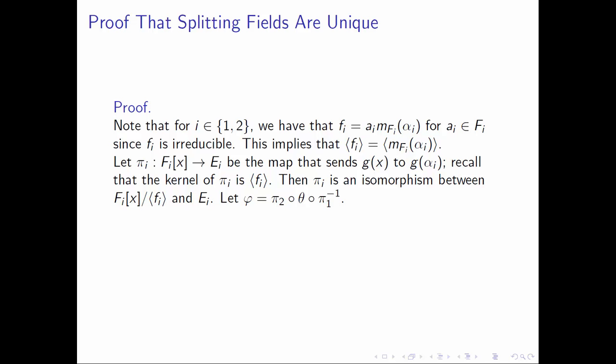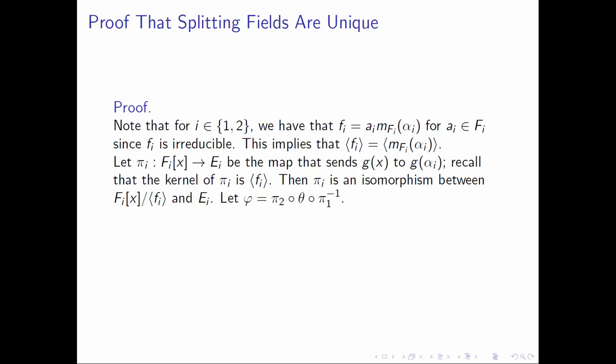What we're going to use these pi sub i for is to create the map phi. We're going to let the map phi be the composition pi 2 composed with theta composed with the inverse of pi sub 1. Since pi sub 1, when we look at this factor ring, is an isomorphism, we can take its inverse. And a picture here is kind of helpful.